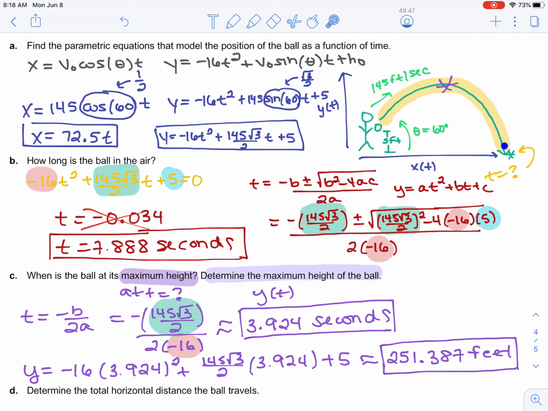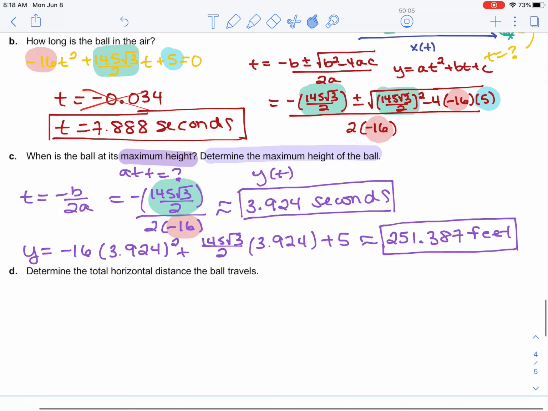Okay, so what we've done here is we've calculated the vertex of that parabola that I drew up here that describes the shape or the path that our baseball took, right? So the vertex here is 3.924, 251.387, and that's representing when we hit the maximum height and what the maximum height was.